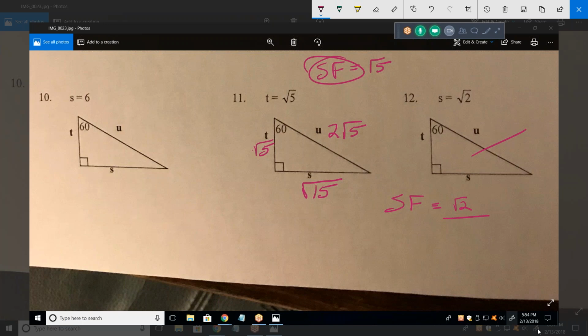Root 3. Correct. Now, notice something. This is not the bigger triangle. That's the littler triangle. Root 2 is about 1.4. Root 3 is about 1.7. So I've got it backwards, but guess what? It doesn't matter. You don't need a scale factor that's necessarily greater than 1, because all you need is a scale factor.